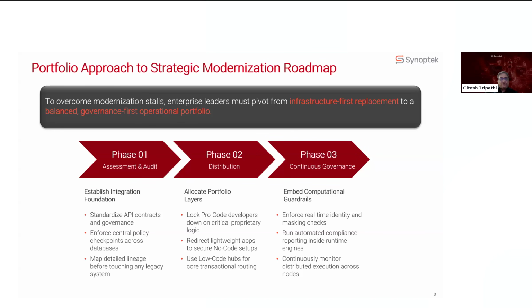The second one is distribution. We must stop treating all applications as equal. So you redirect lightweight edge case apps to secure, governed, no code platforms, taking the load off core engineering, and you leverage low code integration hubs to orchestrate core transaction flows and metadata routing. This allows you to reserve highly skilled pro code developers for what they do best: engineering proprietary algorithms and deep custom optimization.